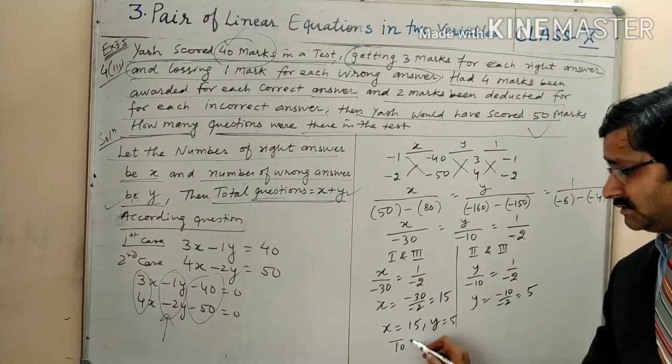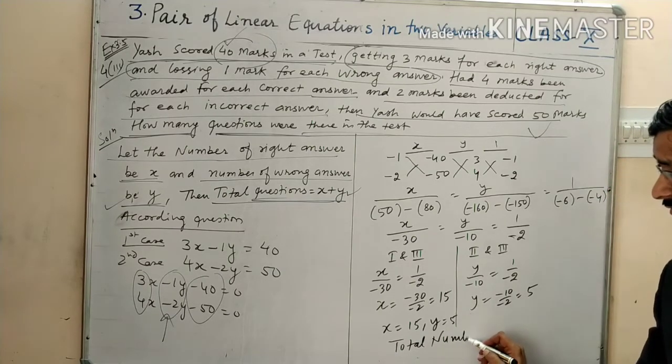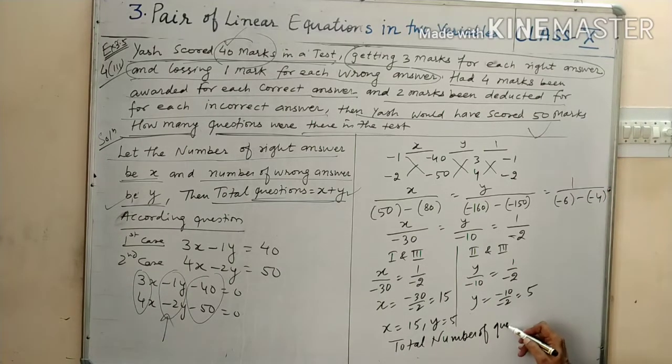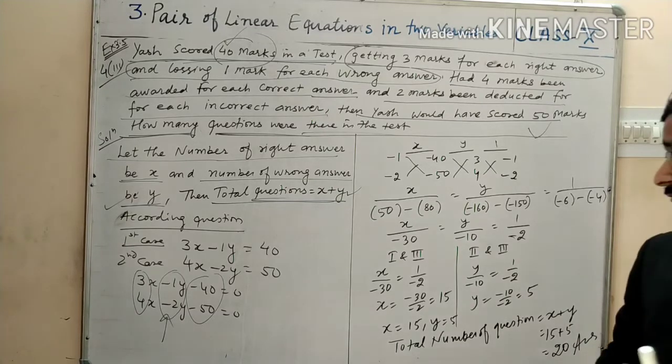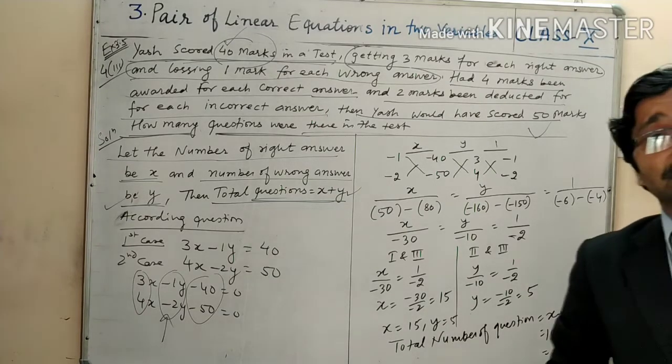So the total number of questions equals x plus y, and x is 15 and y is 5. So total questions are 20. That is your answer. It means he has done 15 questions correctly and 5 questions wrongly.